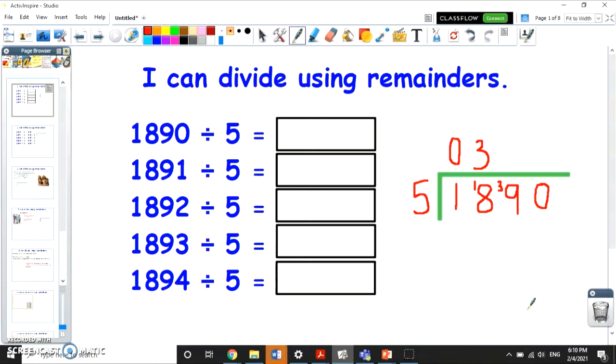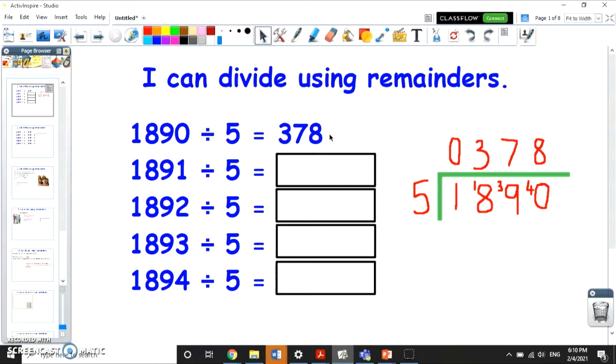And I'm having a look here, and I'm going, right, how many groups of 5 can I make with 39 tens? Well, I know 5 times 7 is 35, so that's going to be 7 tens, and I'm going to have 4 tens left over, which I'm going to exchange for some ones, and I've now got 40 ones. And I know 40 divided by 5 is 8, because 8 times 5 is 40, so 378. So my first answer is 378.